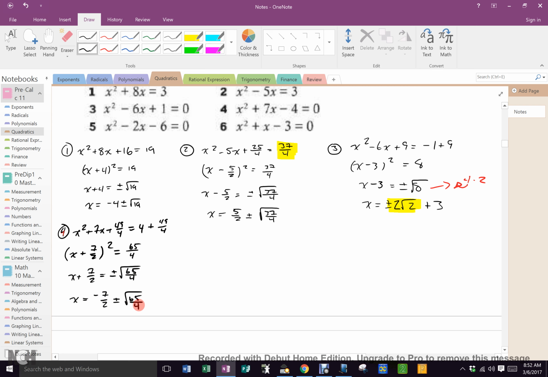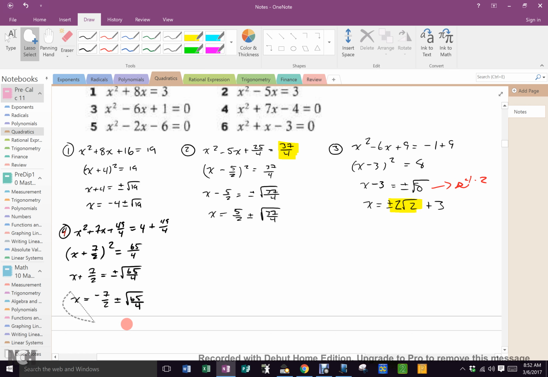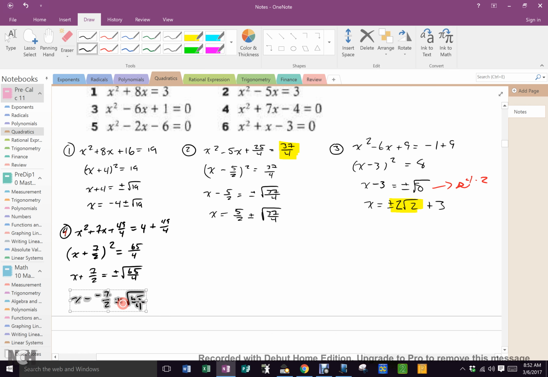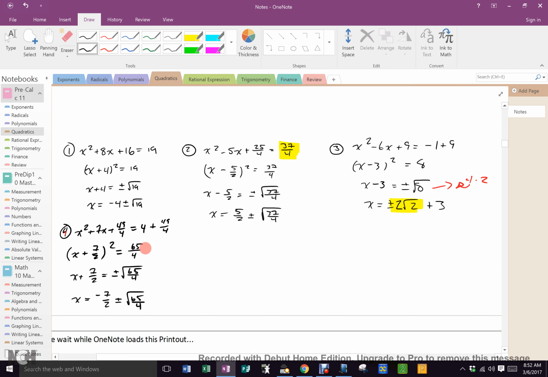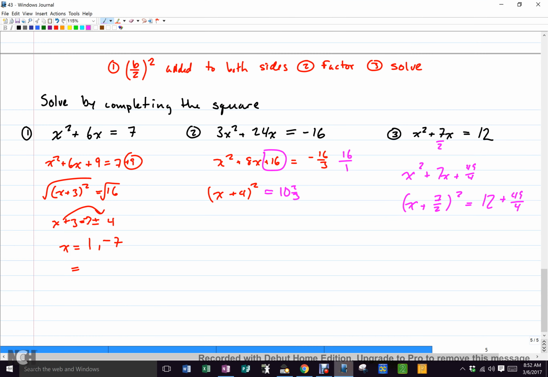Now, guys, if you got to something like this, I'm very happy. But be aware that that is simplifiable. Okay? Everybody cool with that? I can make that prettier. If you got to there, terrific. But please be aware that this is an option.